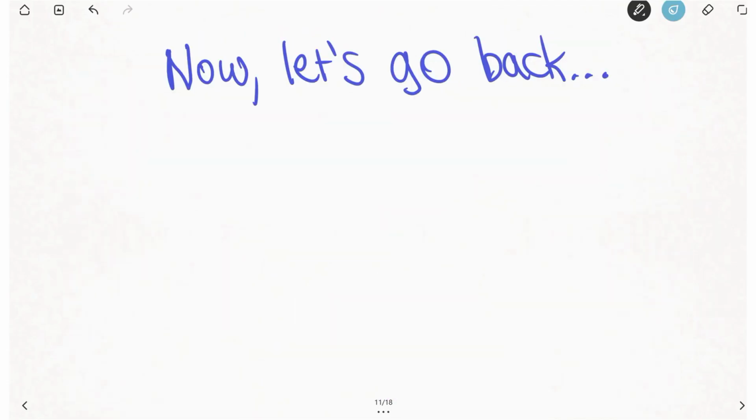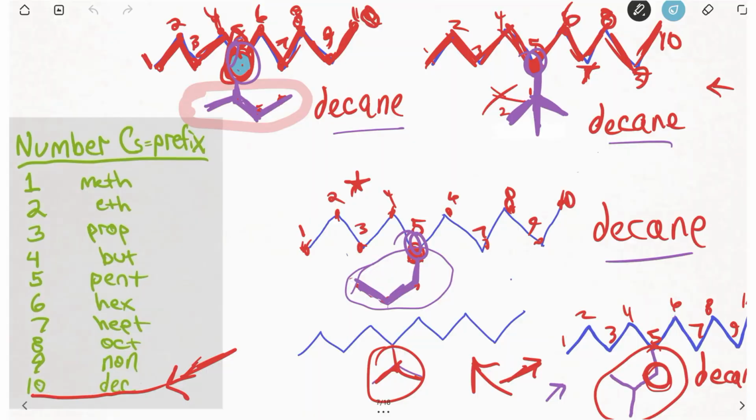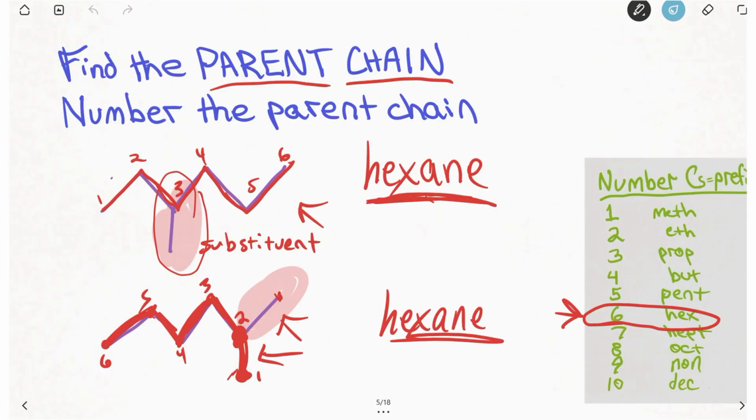So let's go back to what we've been doing so far this video, and let's talk about how to put the substituents in there. Okay, so here we're back to where we started from, and we know this is a hexane because the parent chain, the longest carbon chain, is 6 carbons in a row, right? So it's hexane.